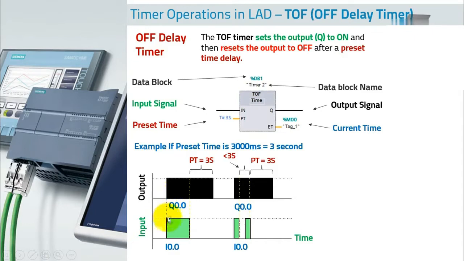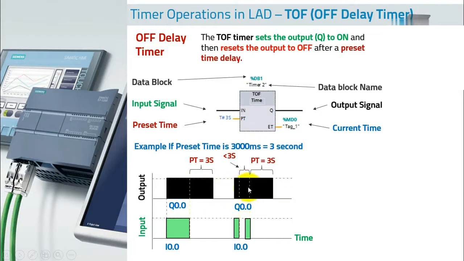Output is on by following the input. But now if the input is off, then your time will start. At this point, the preset time starts, and after 3 seconds, the output is off. You can vary this preset time by giving the signal to PT, by changing the parameter at PT. So that's the off delay. The off operation is delayed. This is what you call off delay.